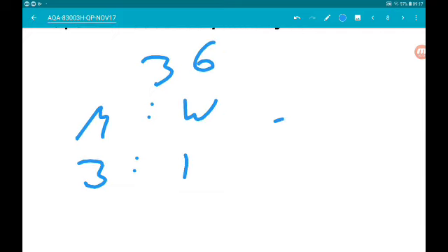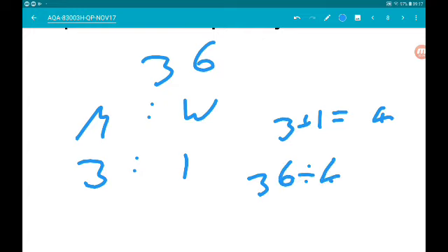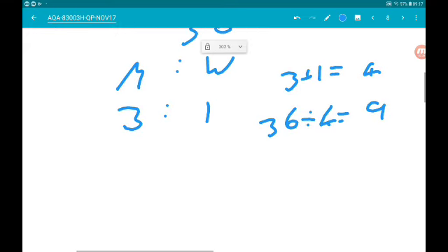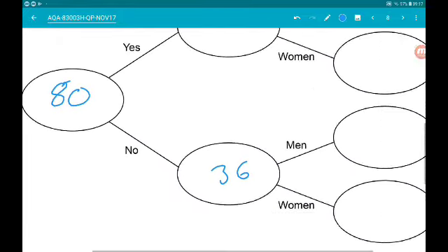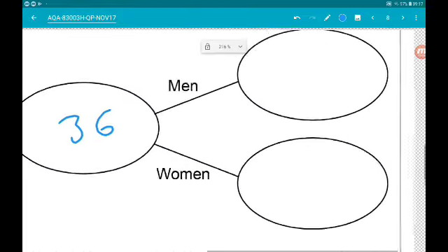So now we want to split 36 in the ratio 3 to 1. So 3 and 1 is 4. 36 divided by 4 is 9. And then we multiply each of the numbers by 9, so we get 27 to 9. So 27 men do not have a voucher, 9 women do not have a voucher.